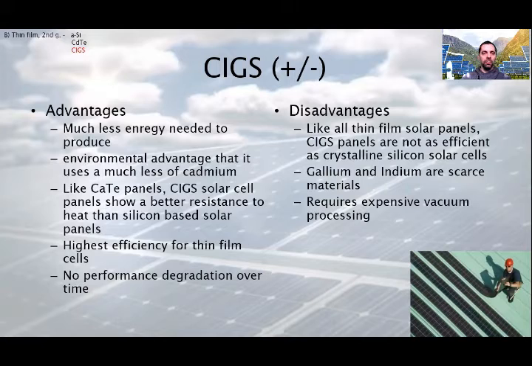In the other column, you can see the disadvantages of CIGS. Like all thin film solar panels, CIGS panels are not as efficient as crystalline silicon solar cells, for which the record efficiency lies at 24.7%.